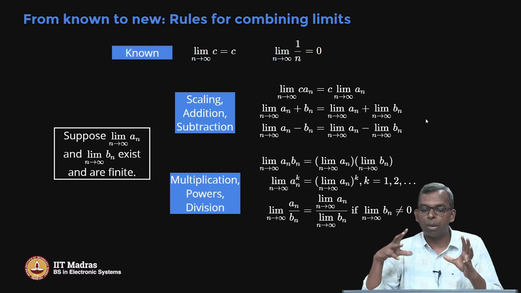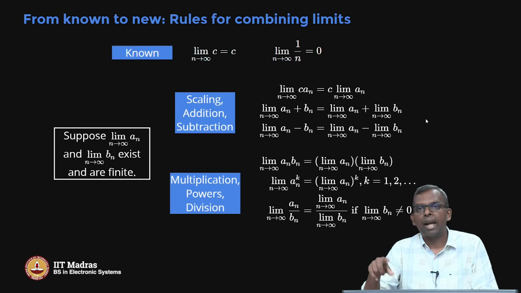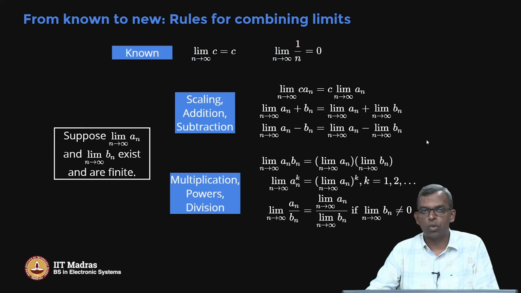And then for those new combined sequences, because I know the limit for constant and 1 by n, I can use these rules and find the limit. I just need these kinds of conditions to hold true. I have not proven these things. There are proofs in many places. You can look it up, but using the epsilon definition, you can prove all these things.